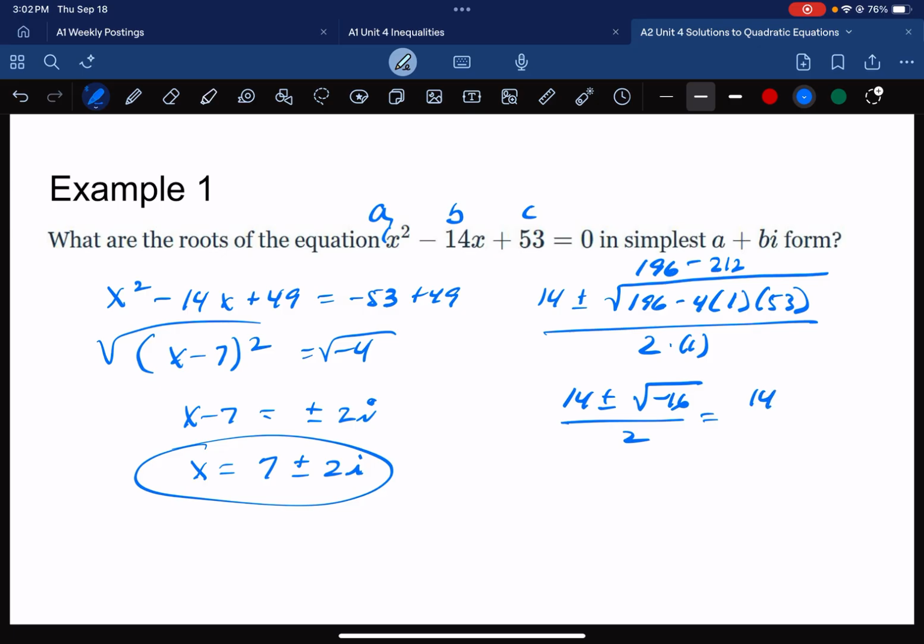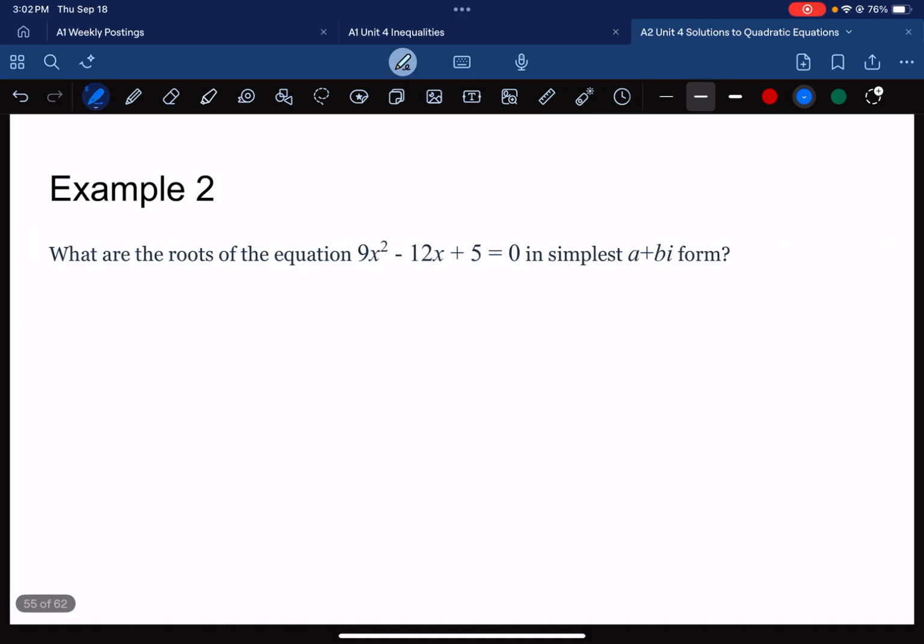Well, that's 14 plus or minus the square root of 16 is 4. And with the negative, it makes it an i. And then I just divide each of these by 2, and I get 7 plus or minus 2i. So either one, whichever way you choose to do it. Now, the nice thing is, on this quadratic, the a value was 1, which made it easy to complete the square. Completing the square would be more complicated if it wasn't a 1, right? Like this one's a 9.